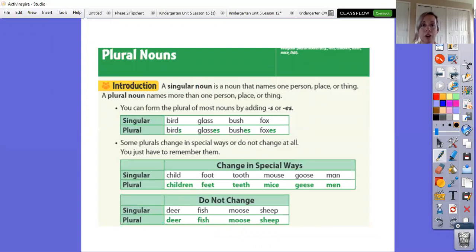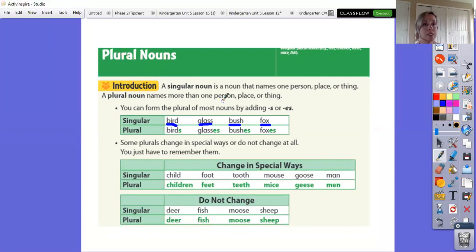So this will help you with the other part of your packet until Wednesday or Thursday. So remember, a noun is a person, place, or thing, okay? A singular noun is a noun that names just one person, one place, or one thing, okay? So right here, let's look, a singular. So bird, glass, bush, fox. These all just name one bird, one glass, one bush, or one fox, okay? A plural noun names more than one person, place, or thing.